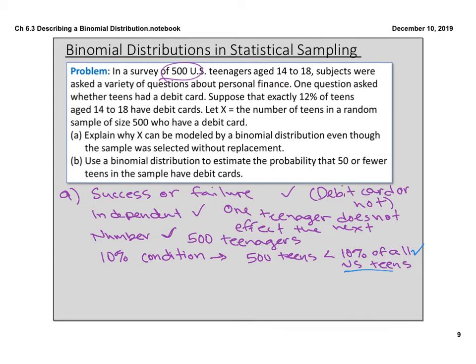And then let's take a look at B. It says use the binomial distribution to estimate the probability that 50 or fewer teens in the sample have debit cards. So now we're going to go back to that binomcdf. So X is approximately binomial. X is our variable there.